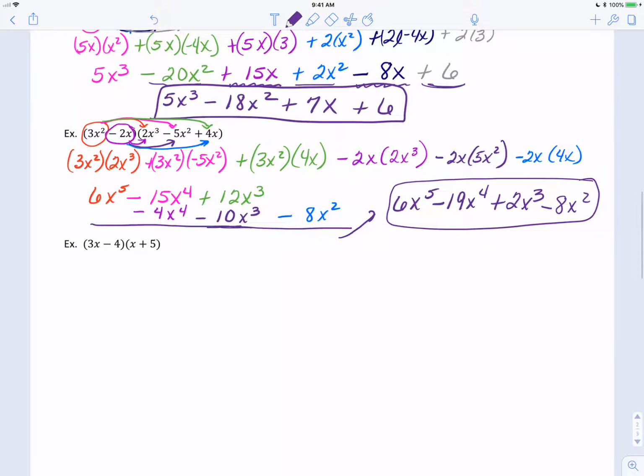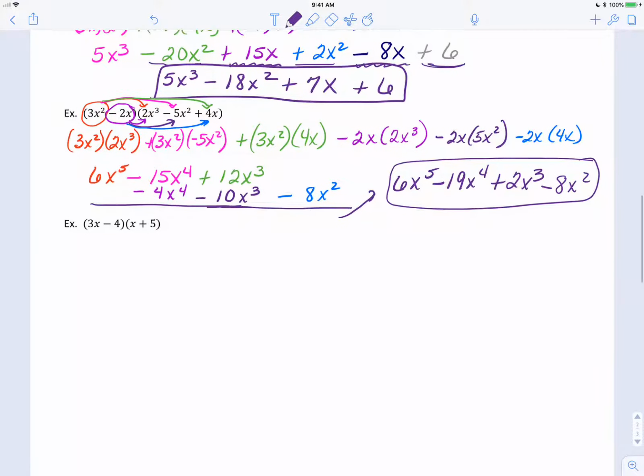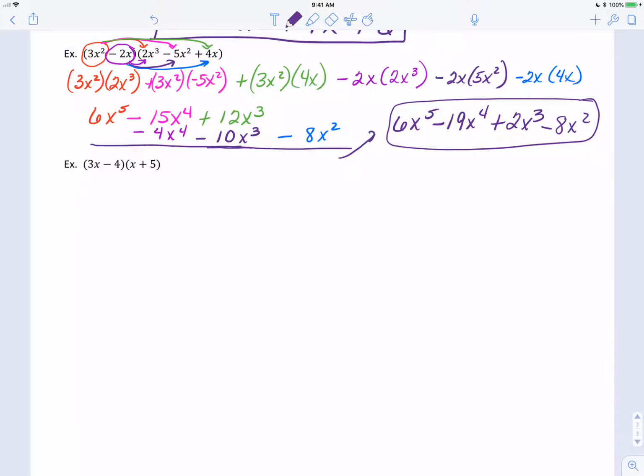Okay, well that looks a little messy, but hopefully you followed along really well. Okay, so let's do one more. Do it a little bit faster.